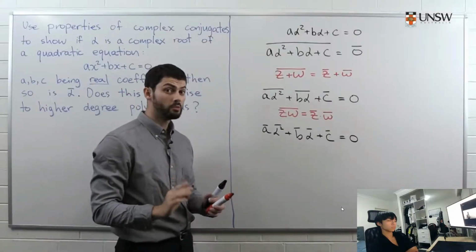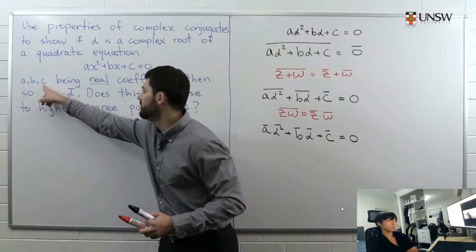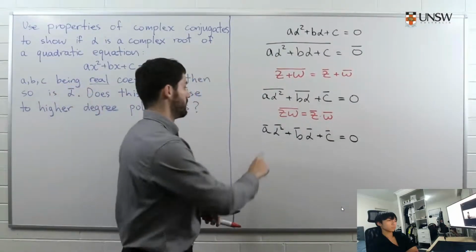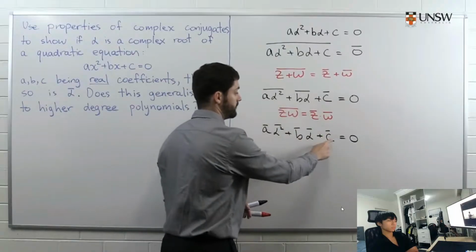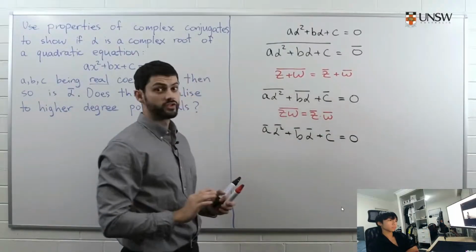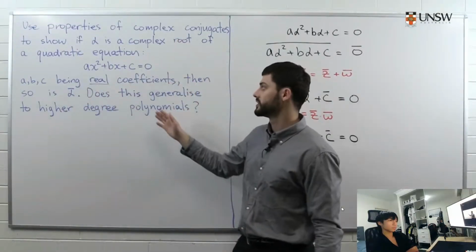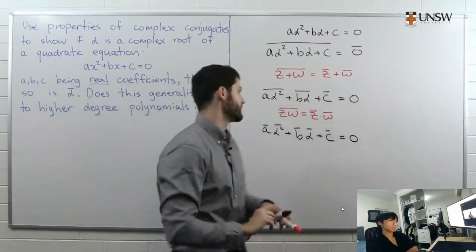Okay, and now comes probably the most important part, and that's the fact that because A, B, and C are real, the conjugate of A, the conjugate of B, and the conjugate of C are just equal to A, B, and C. And this is only true because they're real numbers. In fact, this result is false if we don't assume that A, B, and C are real.